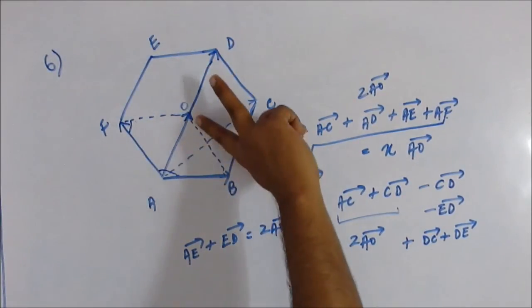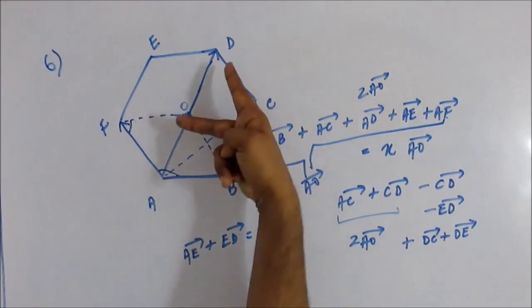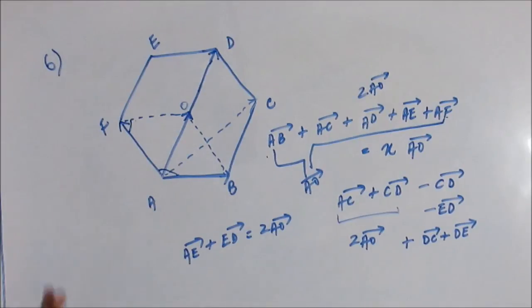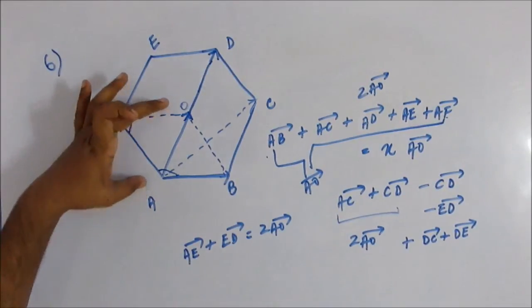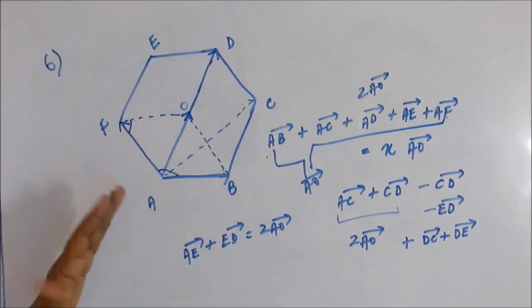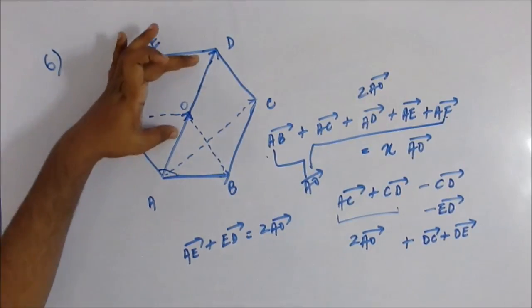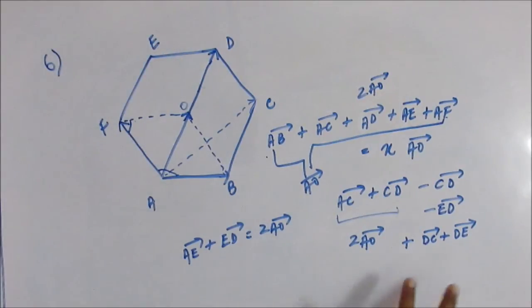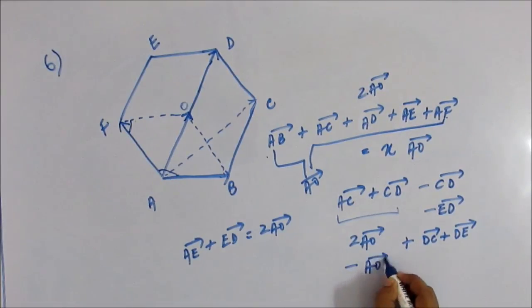Now DO vector is negative of OD vector, and OD vector is same as AO vector, because the direction of AO vector is same as OD vector, and the length is also the same. AO vector has been shifted parallelly. If you shift parallelly, you will get OD vector. So this effectively is minus of AO vector. Okay, if you do the summation, you will get 6 times AO vector.